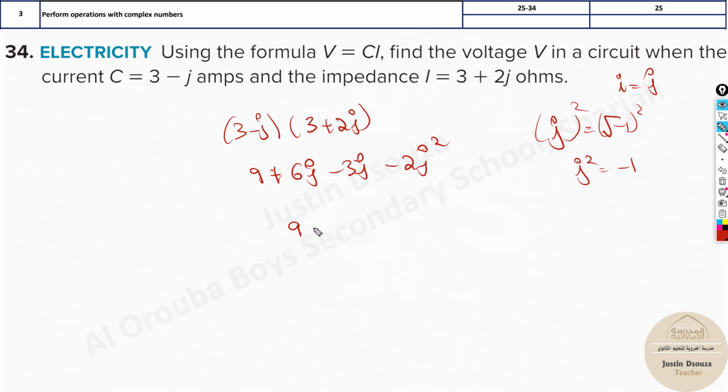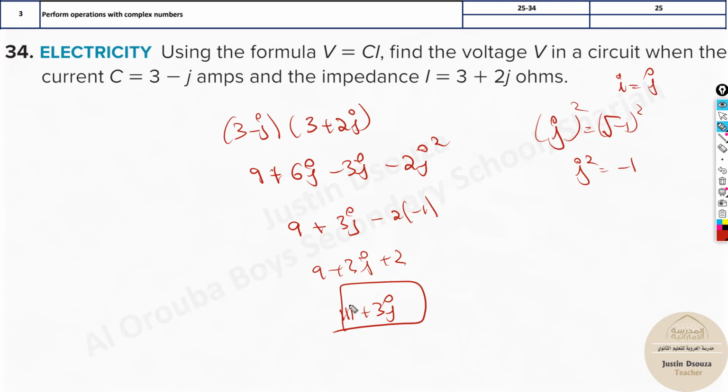So here we have 9 plus 6 minus 3 is 3, so it's 3j. And lastly we have minus 2 times minus 1, so this will become plus 2. 9 plus 3j plus 2, and add them up together, it will be 11 plus 3j.